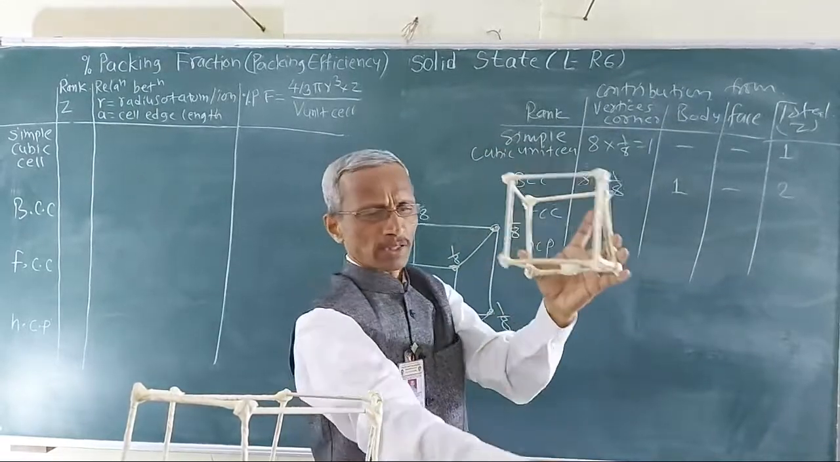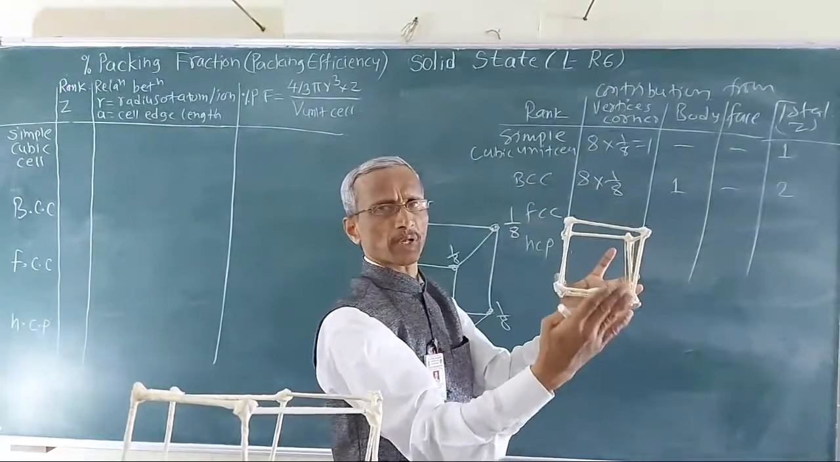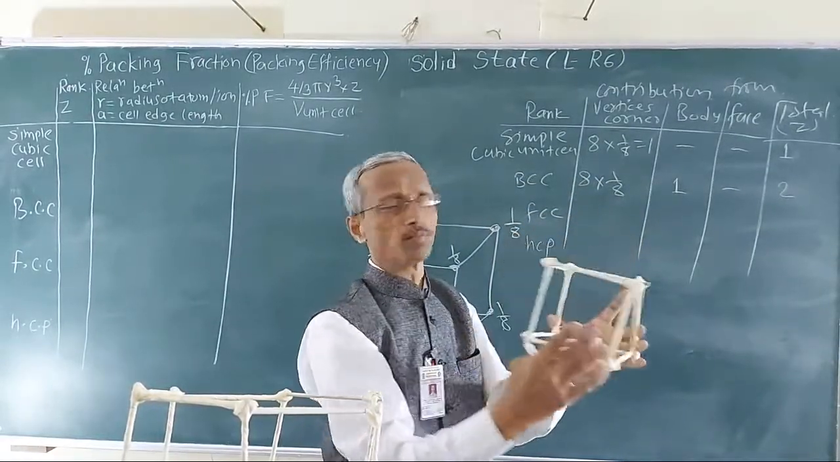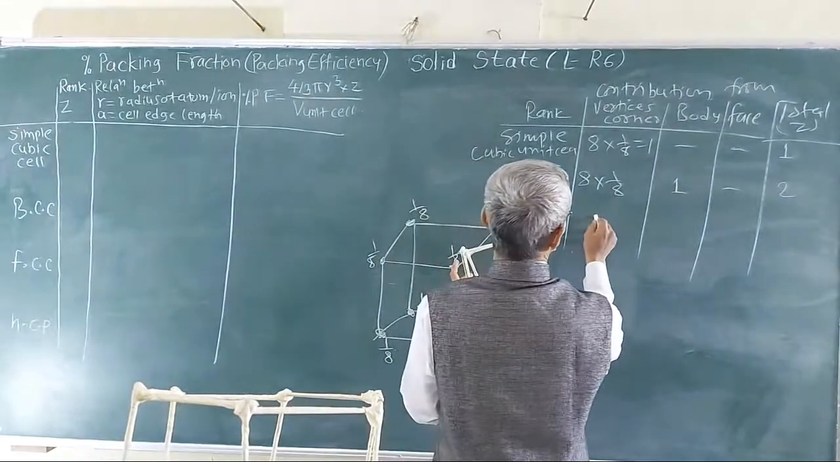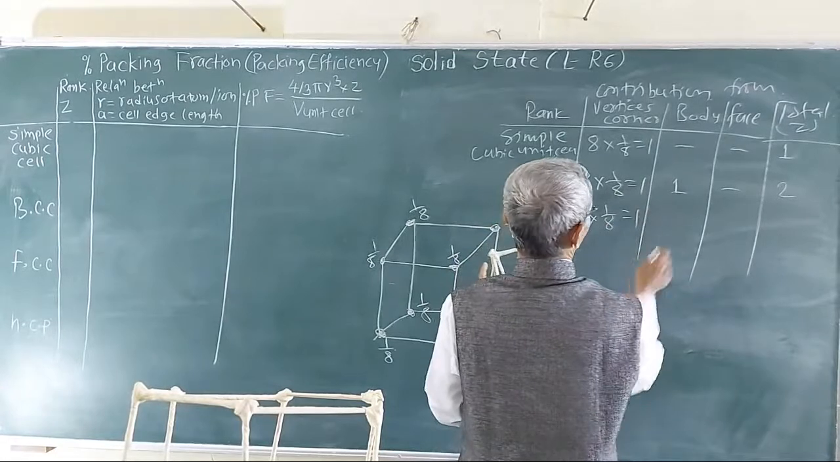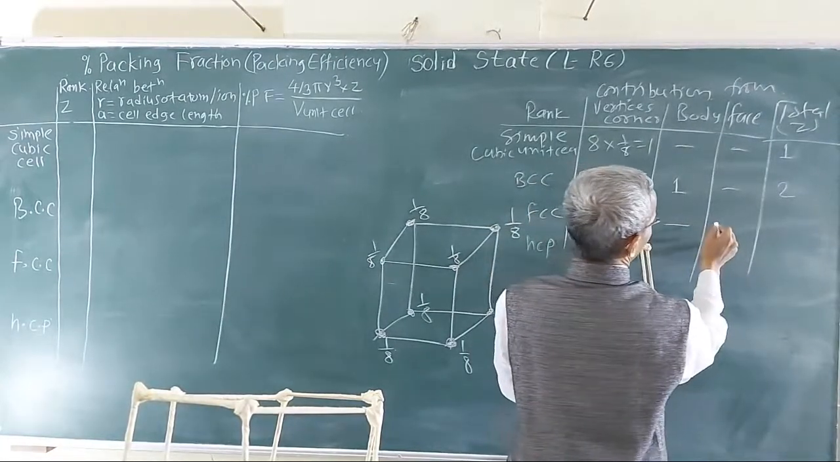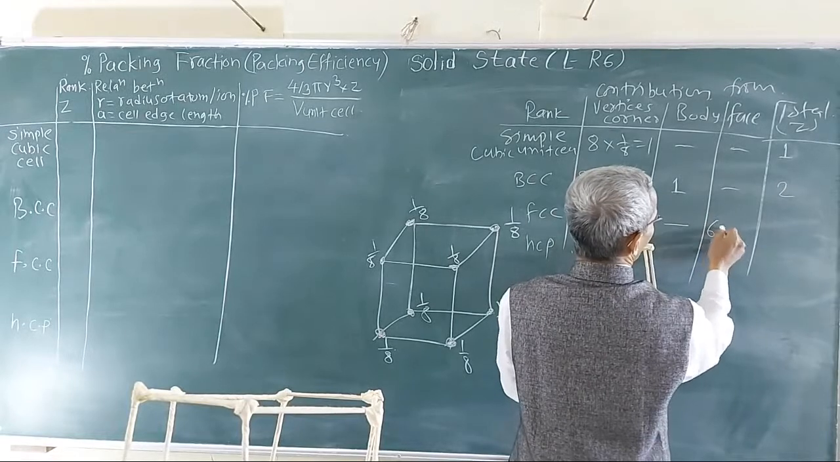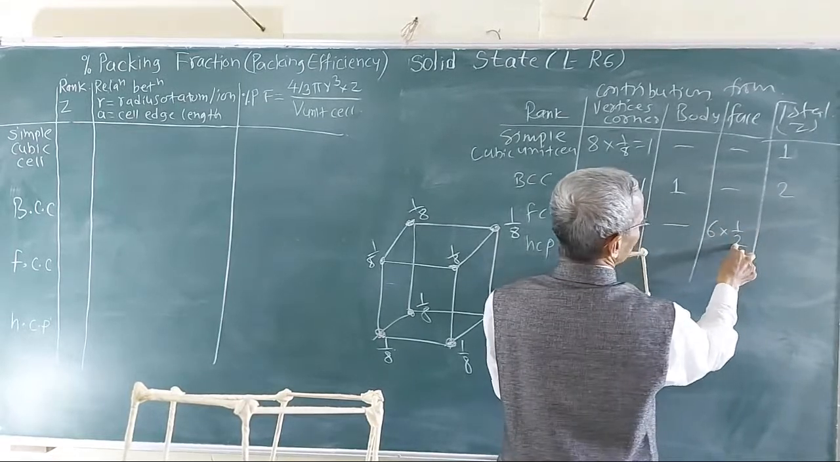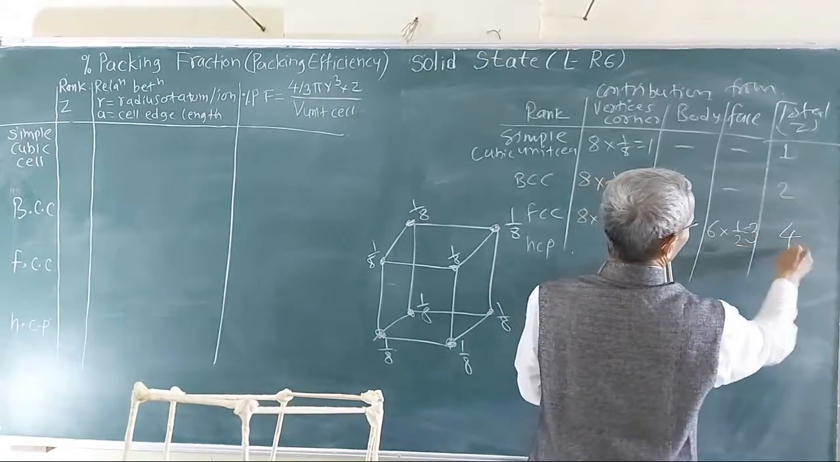So here there are 6 faces, and each face is common to another, like a wall of the room. So here there is 8 into 1 upon 8 equal to 1. As well as at the body there is no atom, but there are 6 faces, and the contribution is only half. Therefore this is equal to 3, and total becomes 4.